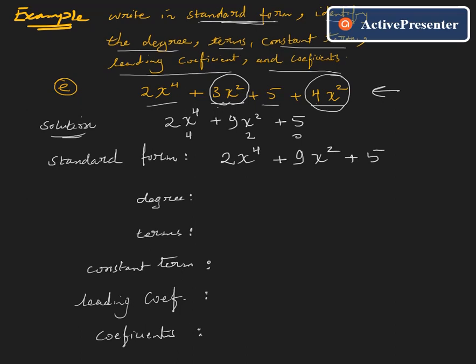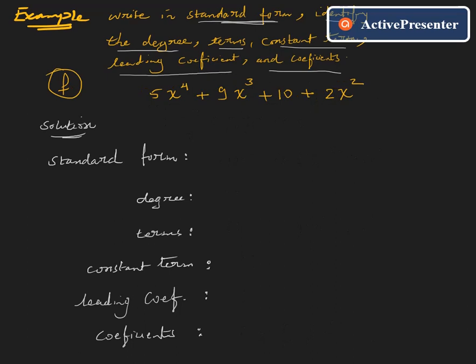The degree for the polynomial is 4. The terms we have 2x to the power 4, 9x squared, and we have 5. The constant term is 5. The leading coefficient is 2. The coefficients we have 2, 9, and 5.